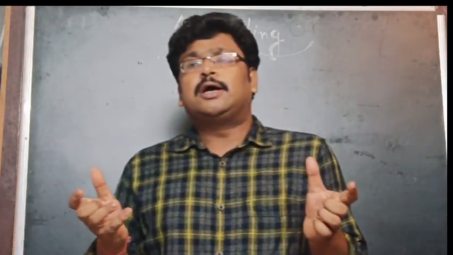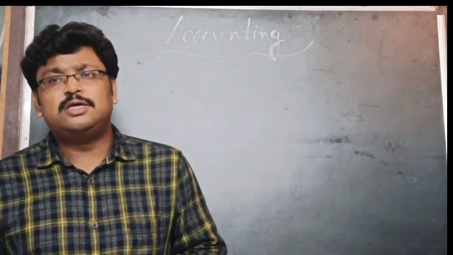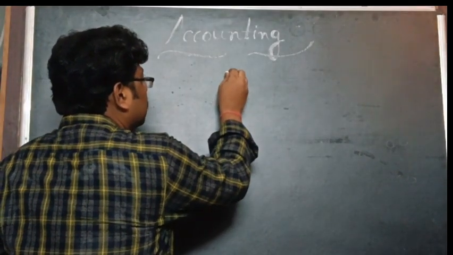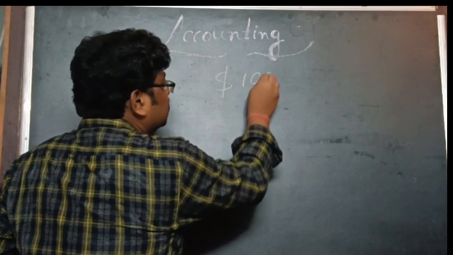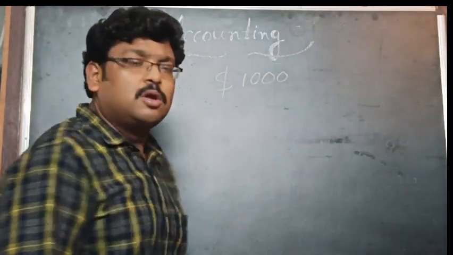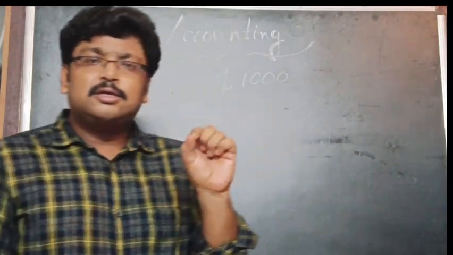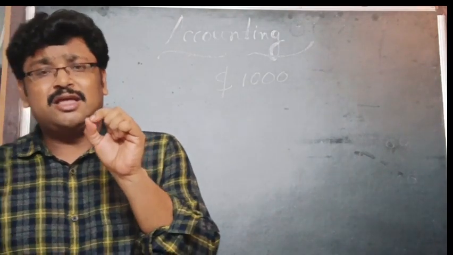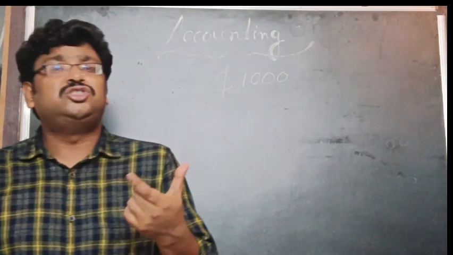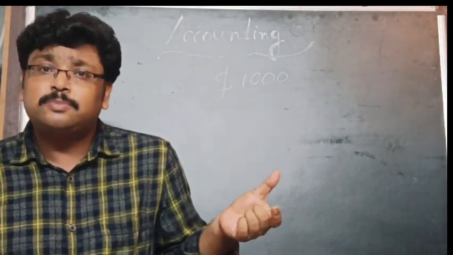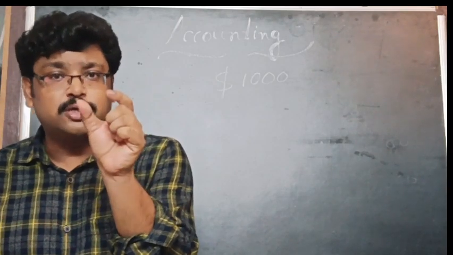For example, suppose the cost of a laptop is $1,000. The cost of a laptop is $1,000, so it is given, and an accountant is asked to have a margin of 10% on this product. What should be the selling price of the laptop? This is the basic question.